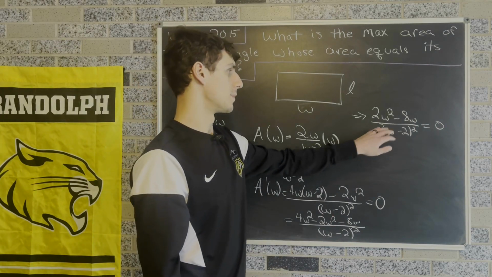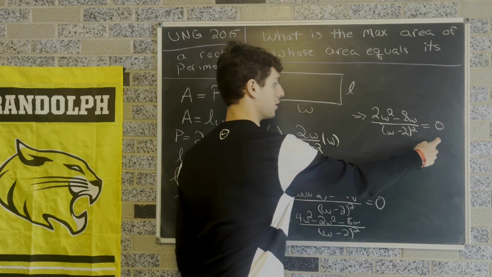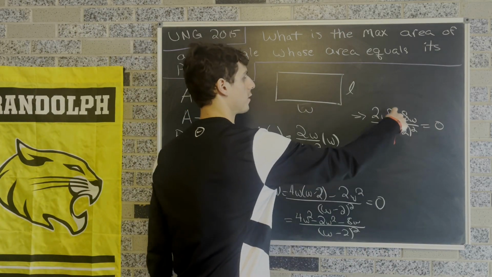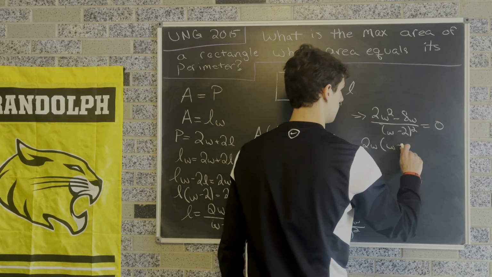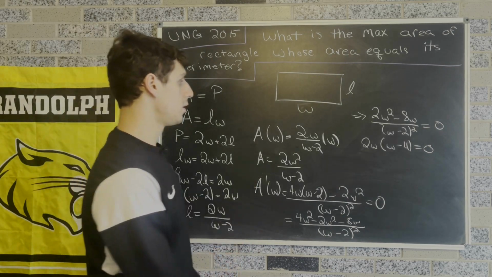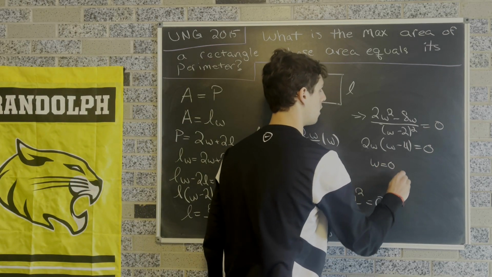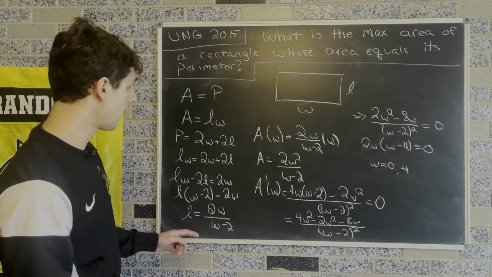We don't really want to worry about this bottom part. We're only looking for values of w that give us a 0 over here. So we can factor this top bit out, we can factor 2w out, and then we get w minus 4 has to be equal to 0. So we know that w either has to be 0 or 4. Okay, that gives us two values for l as well.